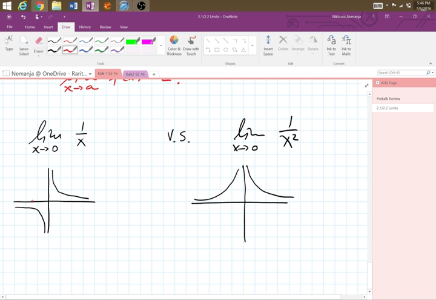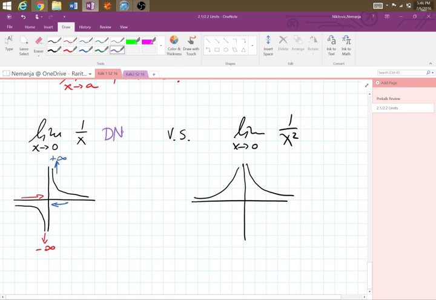The left approach is going to go to negative infinity. The right approach is going to go towards positive infinity. So what do we know? Does not exist, right? Why? Because the left limit and the right limit do not agree. On the other one, the limit from the left goes towards positive infinity. The limit from the right goes to positive infinity. Therefore, the limit is positive infinity.